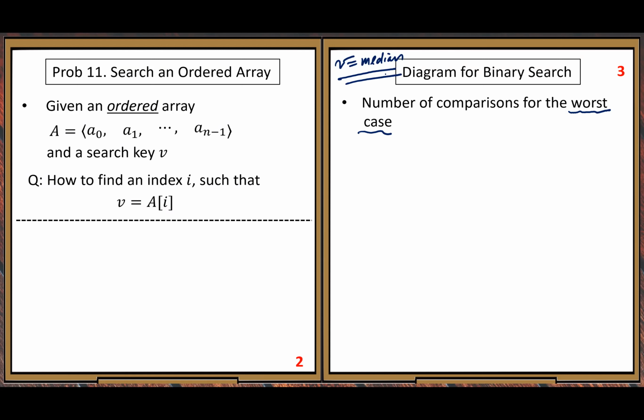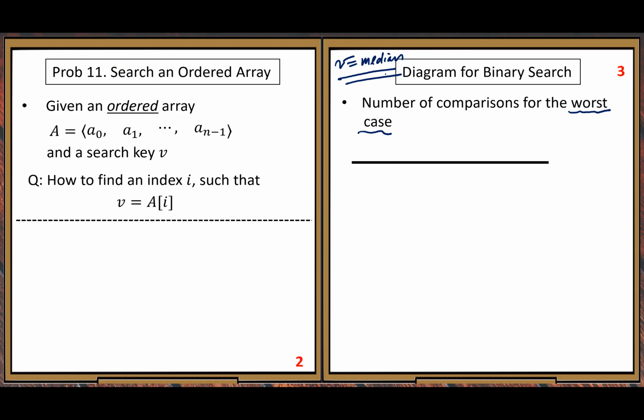Then one comparison, you get a solution. That's trivial. So we don't consider this case. All right. The worst case, then we need to spend a lot of time to consider the worst case. Let's draw this diagram.